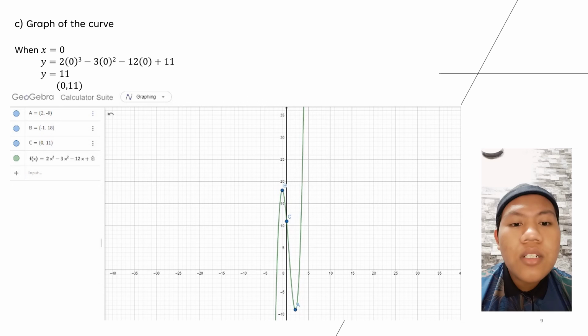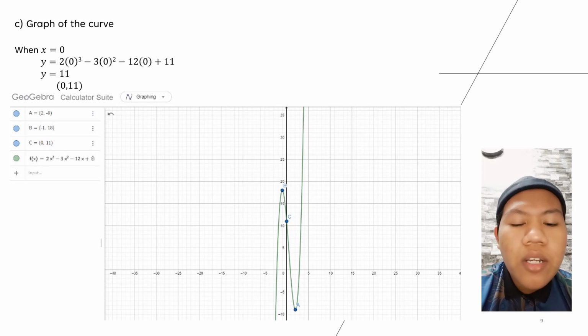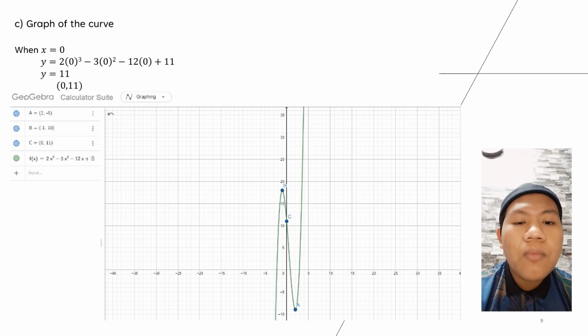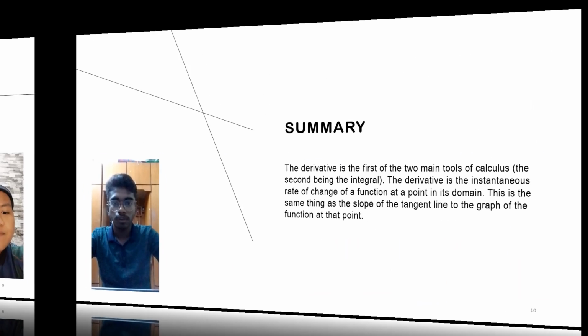And for the last question, we have to sketch the graph of the curve. To do this, we have to substitute x equals 0 into the y equation. And our y equation is 2x to the power of 3 minus 3x squared minus 12x plus 11. This will result in the coordinate (0, 11). After we got all our coordinates, we just have to sketch our graph like normal. I hope with our explanation you will find answering and understanding derivative questions easier.